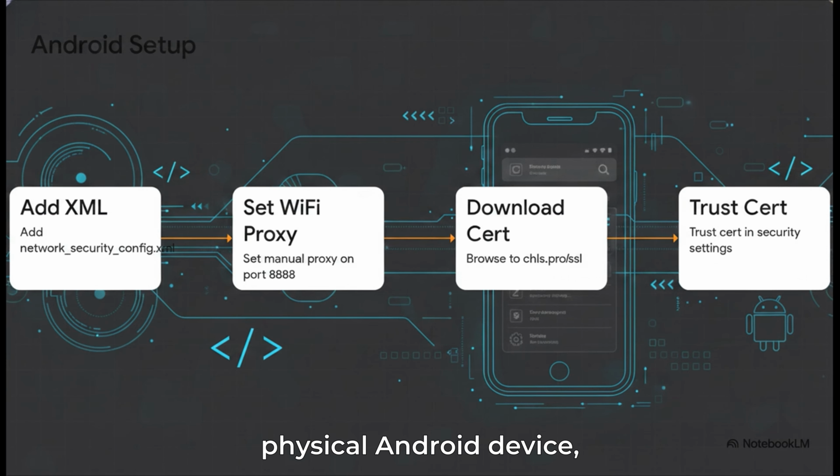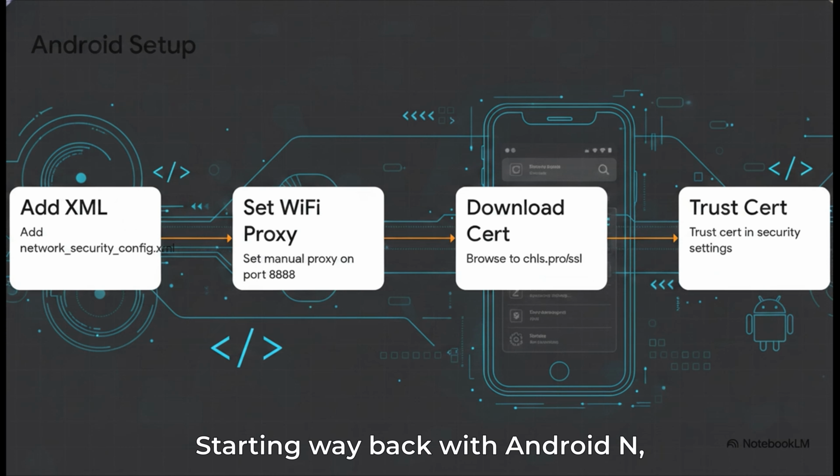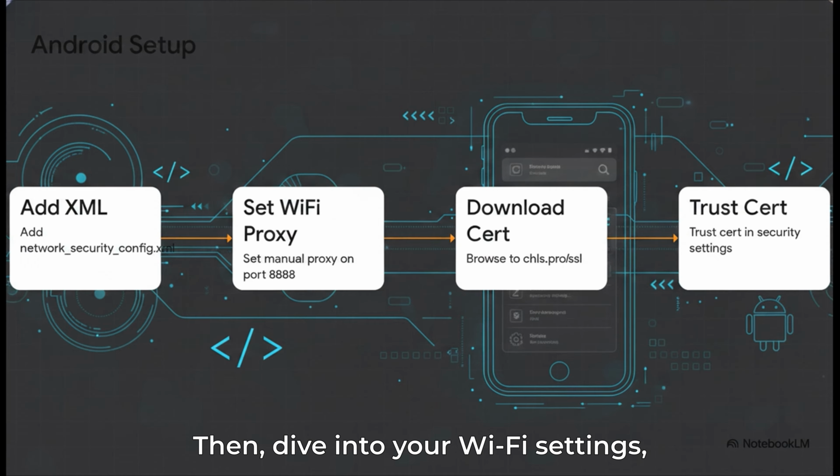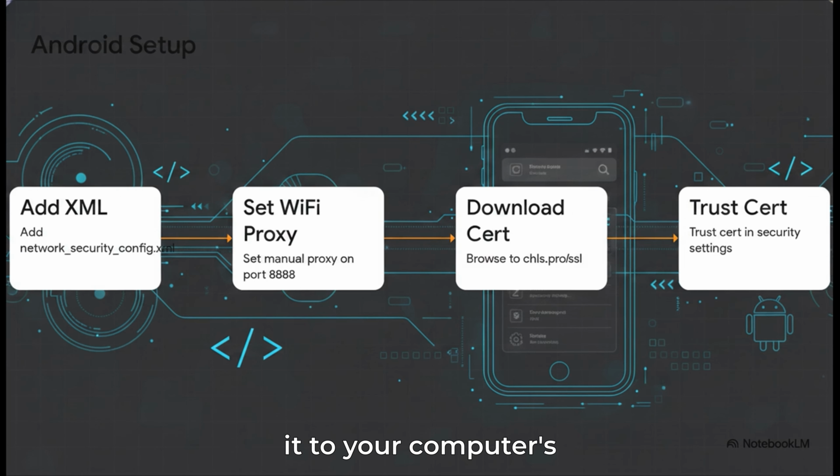Now, if you're dealing with a physical Android device, things get a tiny bit more involved, especially for modern Android versions. Starting way back with Android N, apps actually stopped trusting user-installed certificates by default. So your dev team needs to add a network_security_config.xml file to the app's debug build just to explicitly trust those user certs. Once you've got that special build, connect your Android device to the exact same Wi-Fi network as your computer. Then, dive into your Wi-Fi settings, set the proxy to manual, and point it to your computer's IP address on port 8888. Finally, open a browser on the phone, head over to chls.pro/ssl to grab the Charles certificate and manually trust it in the Android security settings.